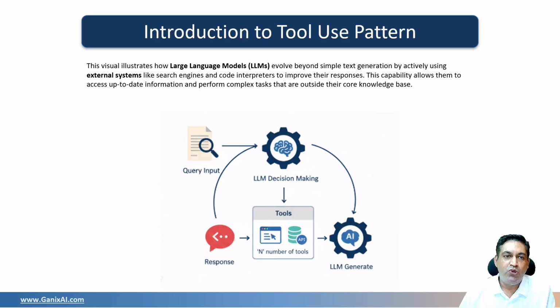Next is the tool use pattern. Again, it uses an external tool or multiple tools, not only one. It pulls information from those tools, generates the result, and then performs the action or uses the LLM. This is one of the patterns, but in agentic AI we use multiple design patterns. One of them is the tool use pattern.